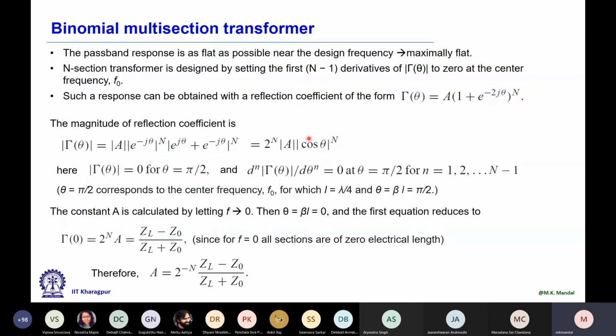If theta equal to pi by 2, then cos theta becomes 0. So gamma theta is 0, right? So at the design frequency, if I take theta equal to 90 degree, then at the design frequency, what we see, magnitude of gamma theta becomes 0. And what about the second one? For maximally flat response, the derivative should be 0. So if cos theta is 0 at the design frequency, keep on taking derivatives, all the results will be 0.